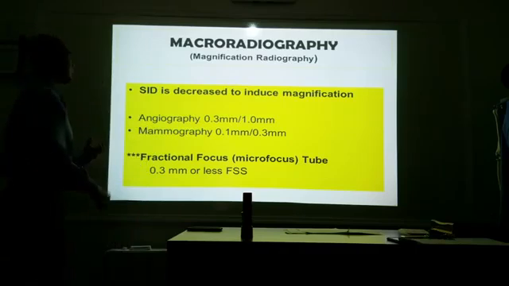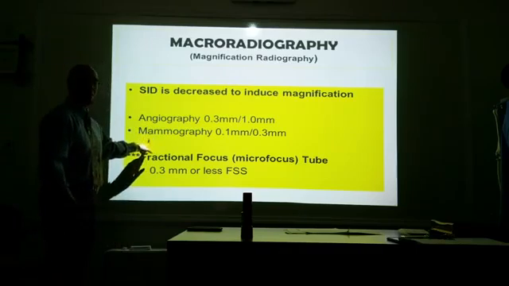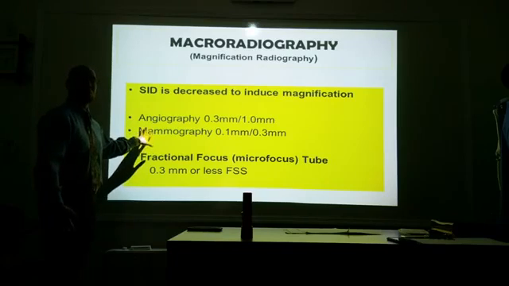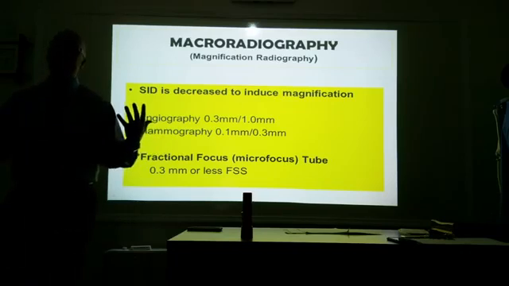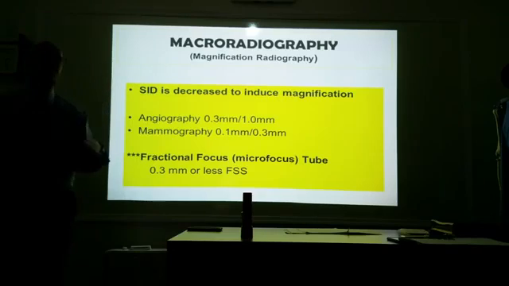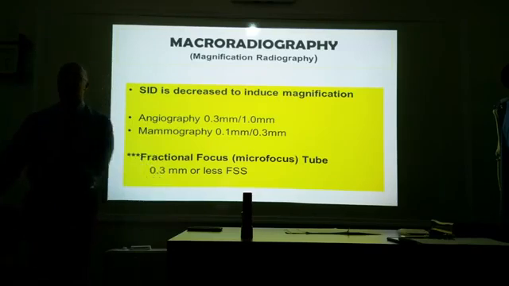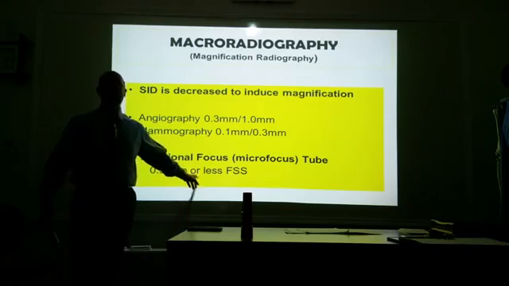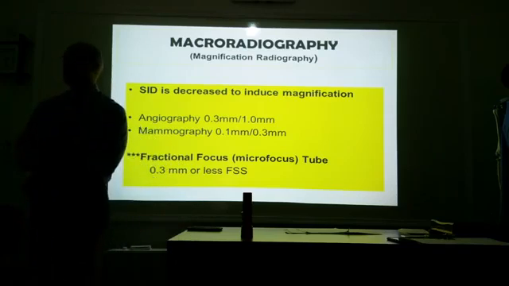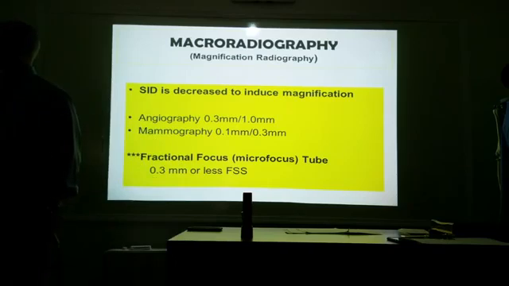Again, we do macroradiography for mammography and angiograms. We like to blow up the vessels or blow up the breast tissue. But anytime you magnify something, you lose detail. So we're going to compensate for that by using the smallest focal spot possible. If I was using anything 0.3 or less, what is the tube called? Microfocus. It's a microfocus tube. There's another term up here too. It's also known as fractional. Fractional is small. So fractional or microfocus tube.